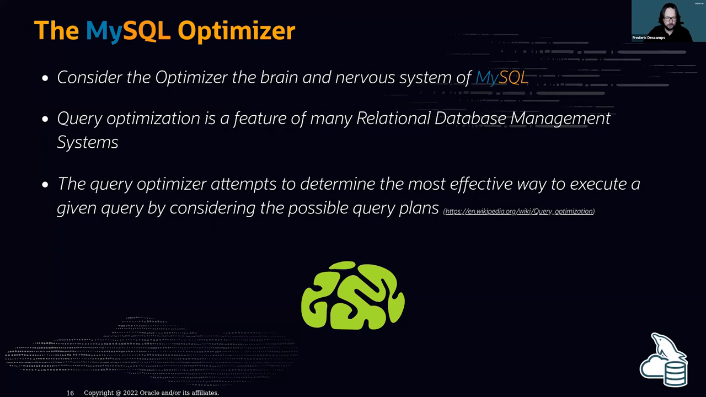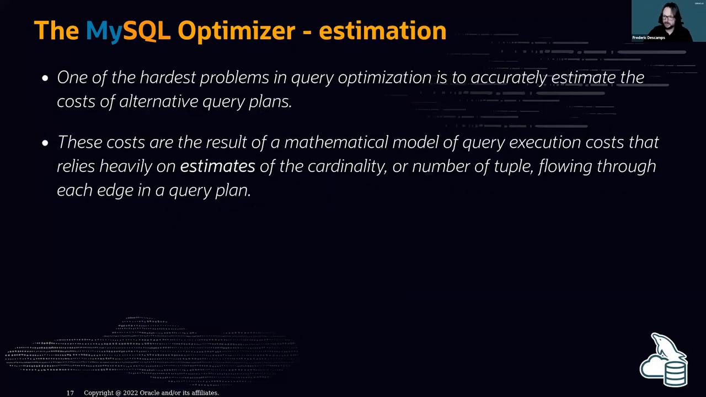We're going to see later what that means in a few slides. And this is the hardest problem in query optimization: to accurately estimate the cost of all the possible plans. If you have one simple query, there might be only one plan. But if you have multiple tables and many columns in the where condition, you may have a lot of different plans that the optimizer needs to estimate to find the best one, right?